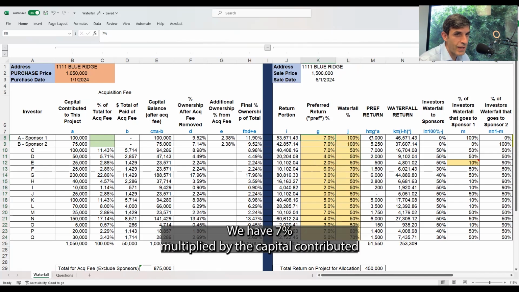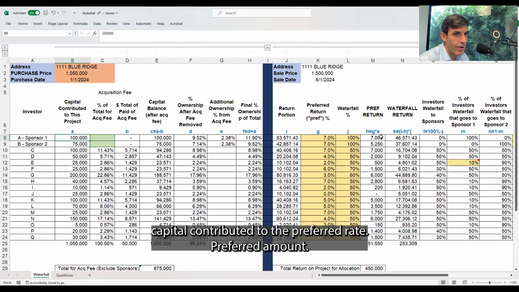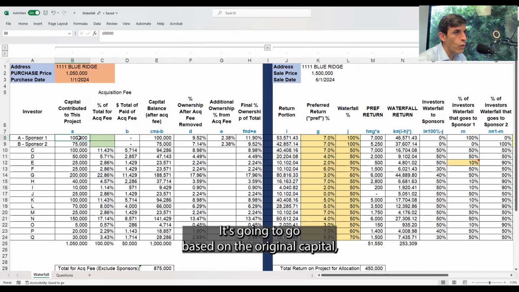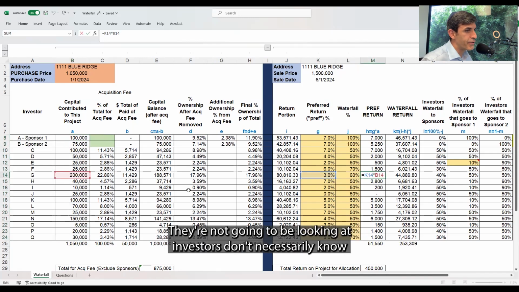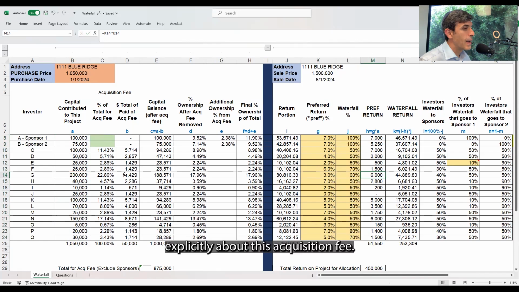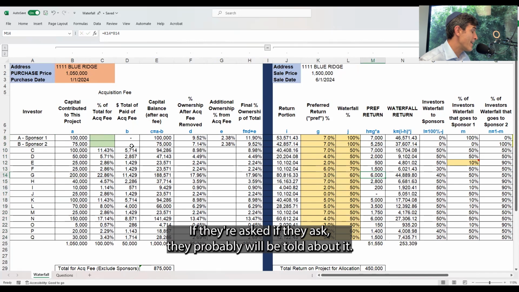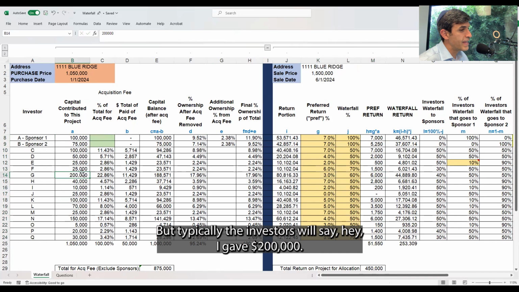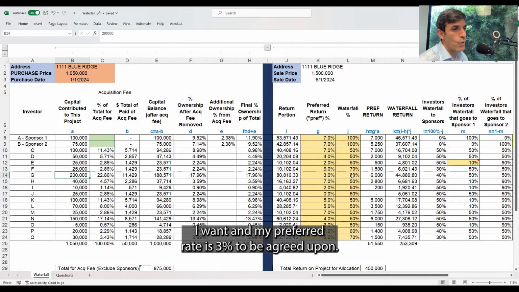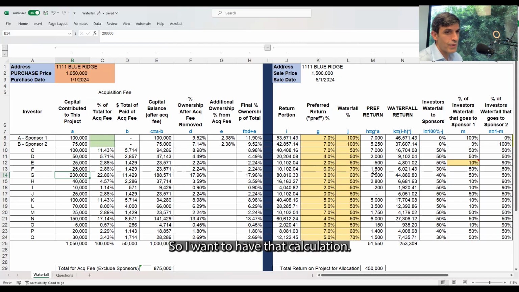We have 7% multiplied by the capital contributed. Now the preferred amount is going to go based on the original capital, because that is what the investors are going to be looking at. Investors don't necessarily know explicitly about this acquisition fee. If they ask, they probably will be told about it. They should be told about it. But typically the investor is going to say, hey, I gave $200,000, and my preferred rate is 3% we agreed upon. So I want to see that calculation.